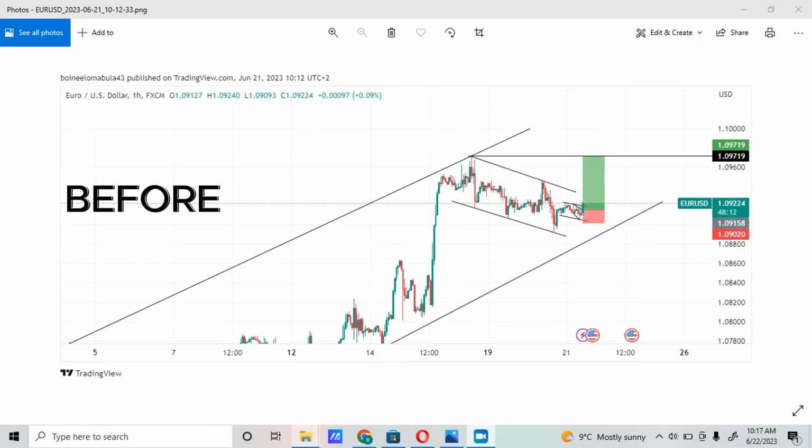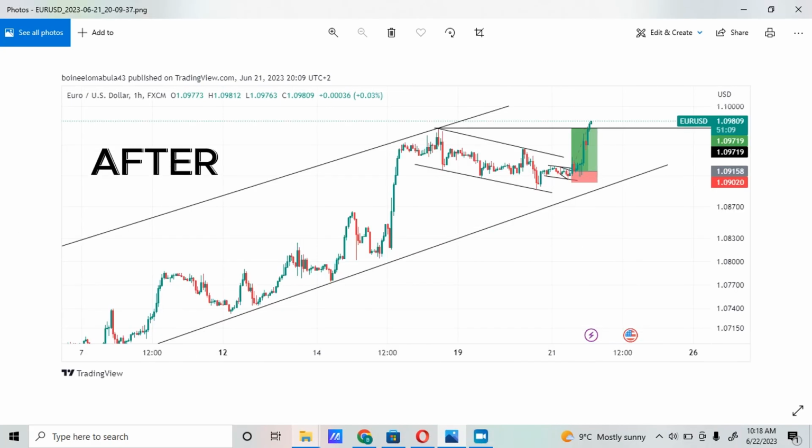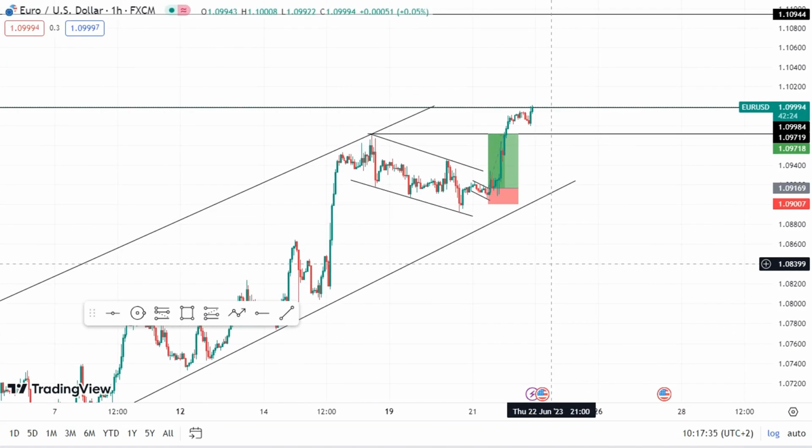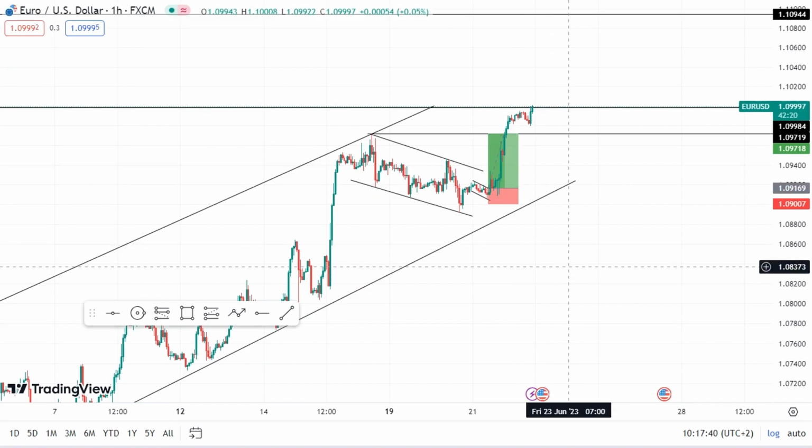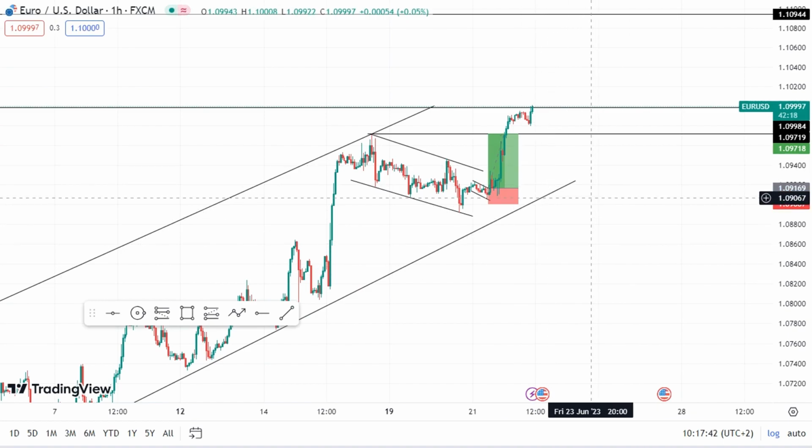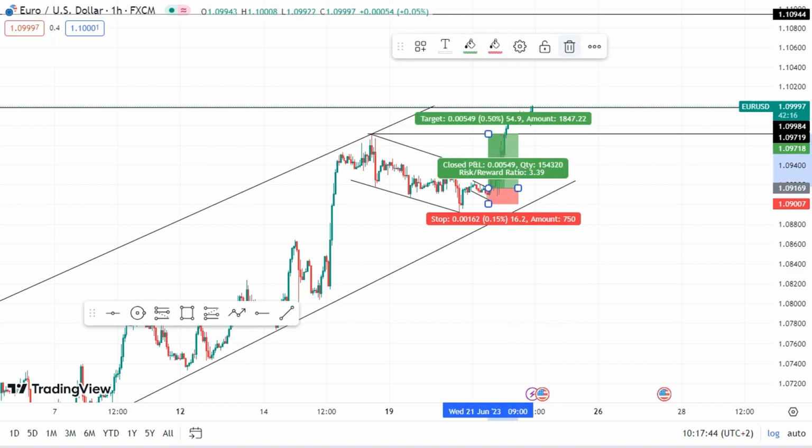So guys, this was Eurusd yesterday before it started buying. This was on the 1 hour time frame. This is it today, or it was yesterday night, but it's at the same movement today. So I just want to quickly explain how I caught this beautiful buy on Eurusd. So let me quickly delete this.